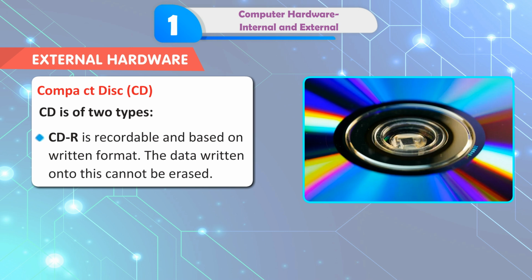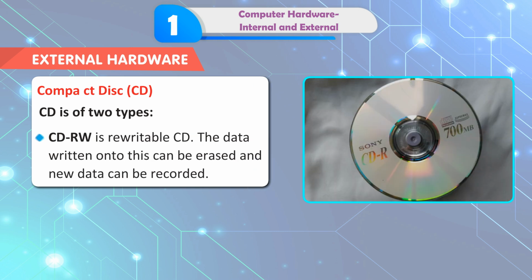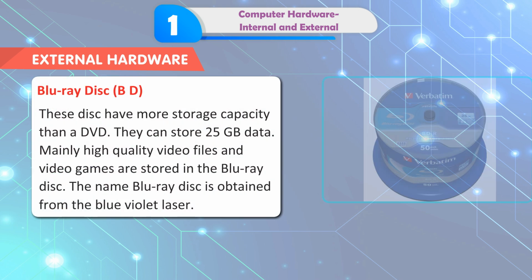CD-R is recordable and based on write-once format. The data written into this cannot be erased. CD-RW is rewritable CD. The data written onto this can be erased and new data can be recorded.